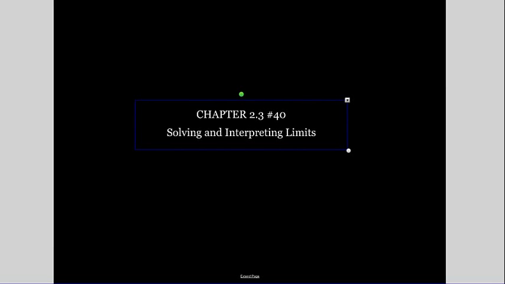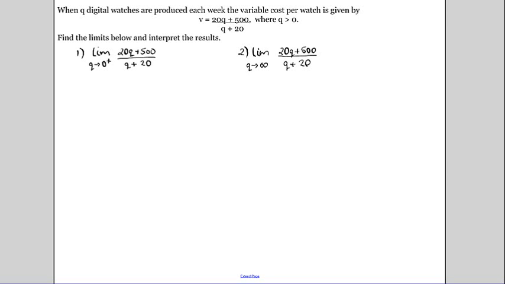In this tutorial, we will apply limits to solve a word problem. When Q digital watches are produced each week, the variable cost per watch is given by V equals (20Q plus 500) all divided by (Q plus 20), where Q greater than 0 represents the domain. Find the limits below and interpret the results.